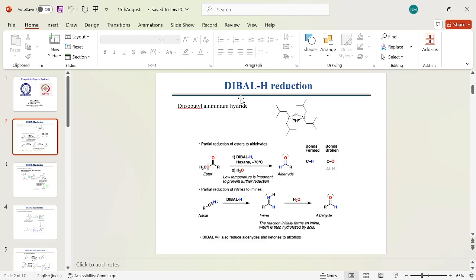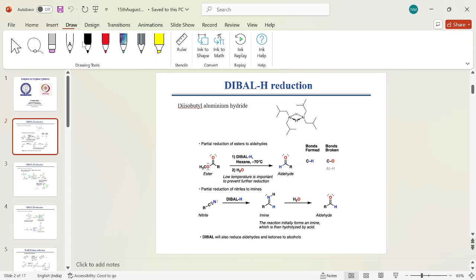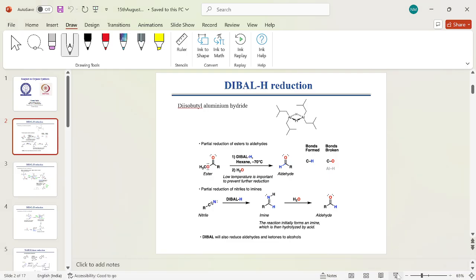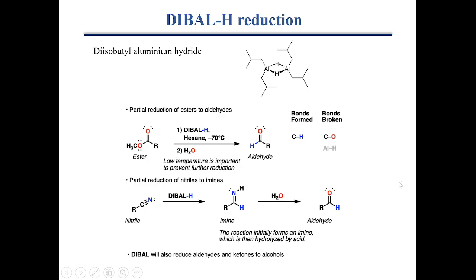It has these butyl groups, which are in dimeric form, and the hydride groups are coordinated with the two aluminum centers in the dimer. So DIBAL-H is a mild reducing agent. Its reductions mostly occur at low temperature.